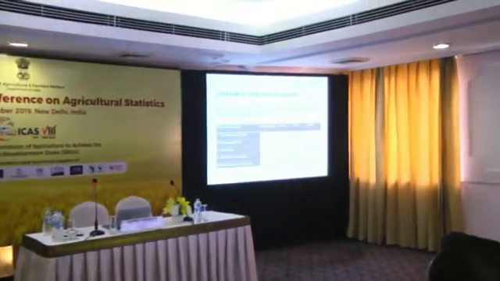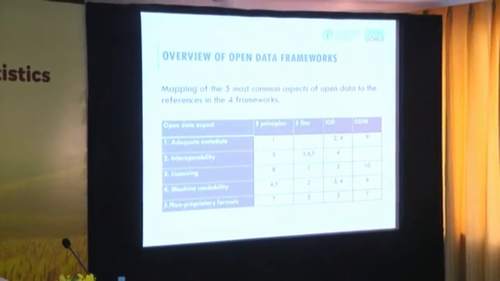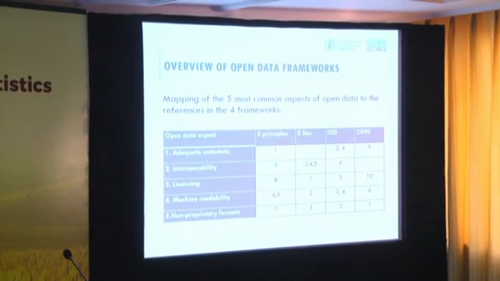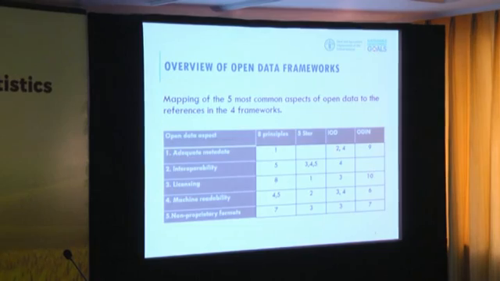This is an overview of the open data frameworks and their principles. And we see that at least three of them have characteristics in common that can be generalized as common principles for open data access. And again, the adequate metadata, the interoperability, the licensing, the possibility of reusing data that are published, the machine readability, and the publication in non-proprietary formats are important elements of all these frameworks.